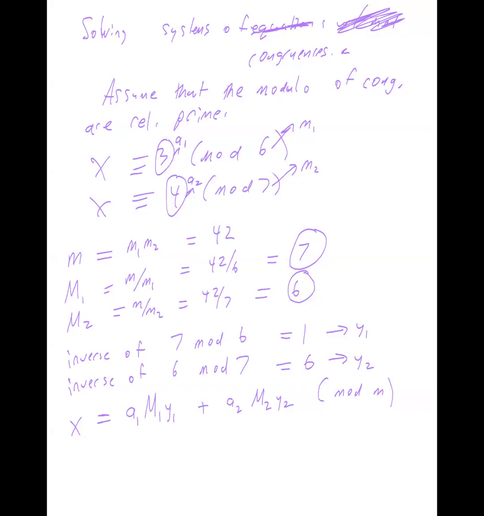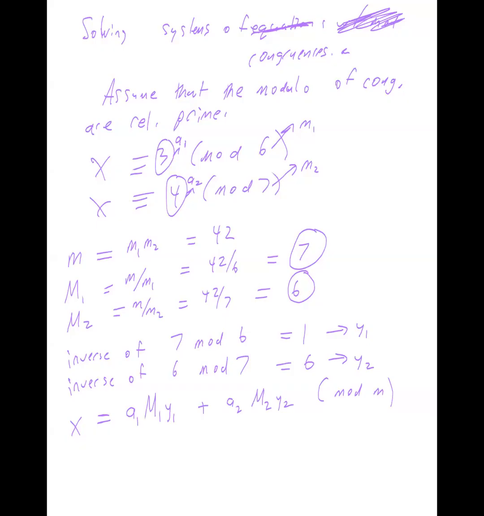Well, notice M1 is 42 divided by 6, which equals 7, which has a 7 in it, right? So when you take this term right here and you do modulo 7, you're going to get 0. The 7 divides into 7 with a remainder of 0, right? So this term is going to be 0. And then it's going to be 0 plus this.